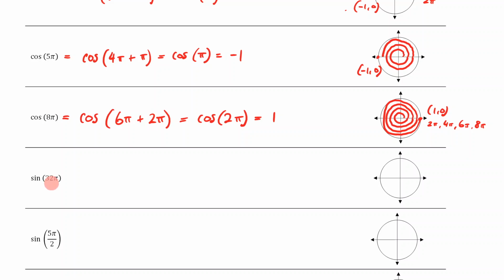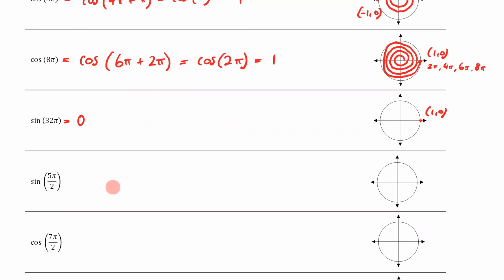So too over here, it's an even number again. It's sine of 32 pi. So I know that I'm just going to go around and around and around until I end up back to where I started from. Now, it's sine this time. So that means I'm considering my y value, so it's going to be 0. But hopefully you can see there just how this is working intuitively. All right, let's keep on moving.